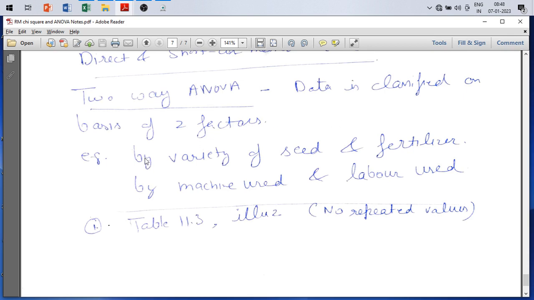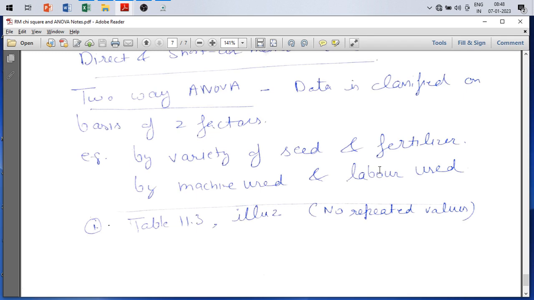For example, if data is classified by the variety of seed and also by the variety of fertilizer. Okay, there are two factors now, seed and fertilizer. So it will be called two-way ANOVA. And let us say there is production in a factory, and the number of units that are produced are classified on the basis of the machine that is used and also the labor that is used, if the labor is skilled or unskilled or semi-skilled. So there are two factors here. So in that case, it is called two-way ANOVA.